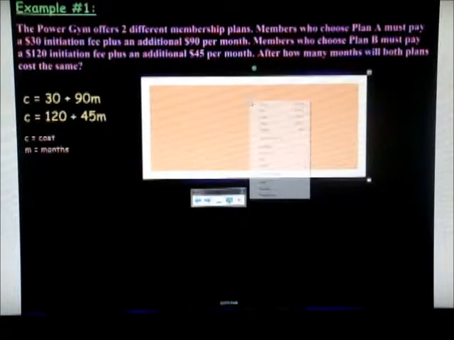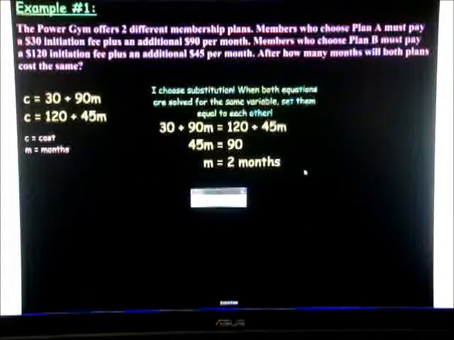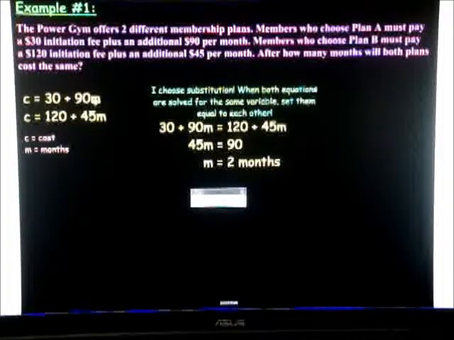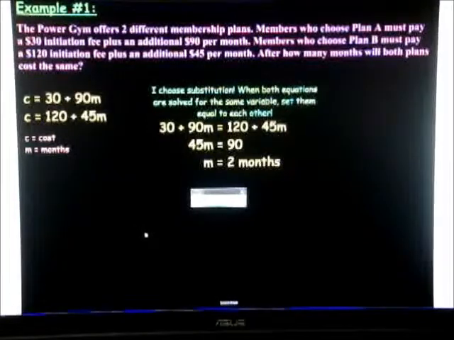For this equation, I chose substitution. Now, I did not give you a substitution question like this before, but I do want to point this out because I remember earlier in the year, these types of questions did stump us. Since both equations are already solved for C, I'm doing something called setting them equal to each other. If 30 plus 90m is C, and 120 plus 45m is C, that means 30 plus 90m is the same as 120 plus 45m.